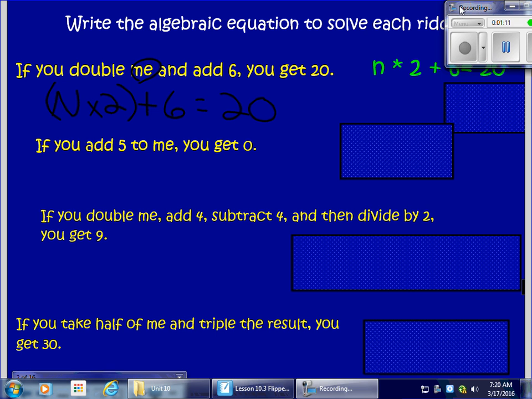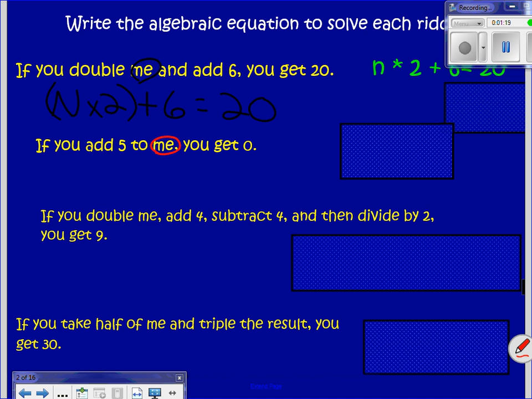Here's another one. If you add 5 to me, you get 0. So remember me. Let me use a different color here. Let's have that be n. If you add 5, so we're going to plus 5, you get 0.